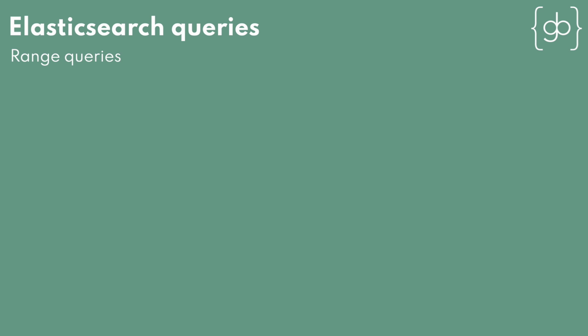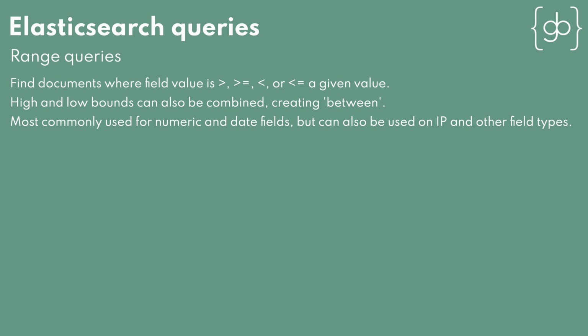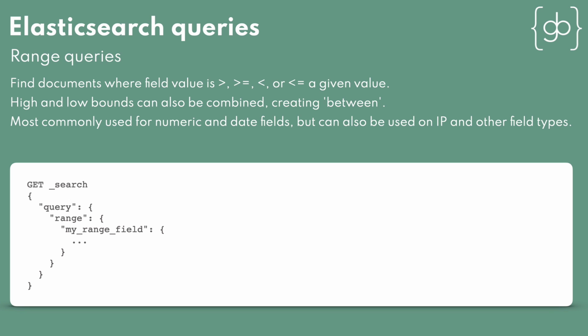You'll sometimes need to query for documents where a field value is greater than, less than, or between certain values, and this is what a range query is for. Range queries are commonly run against numeric, date, and IP fields, but could also be run against range field types to find documents with a range in a given range.